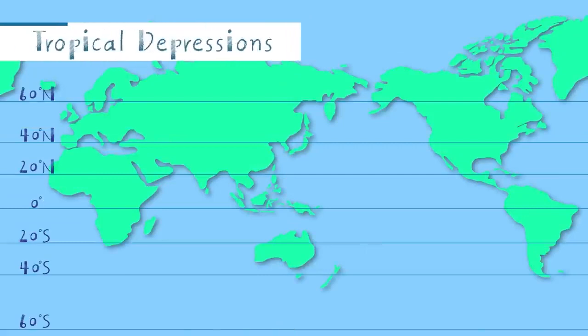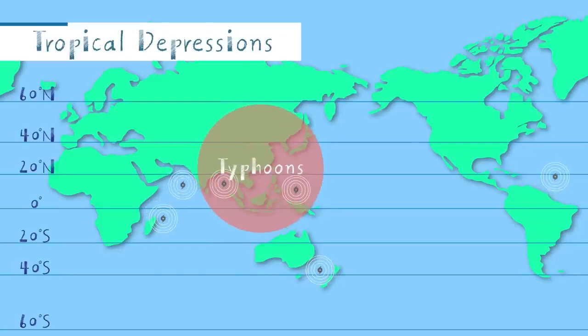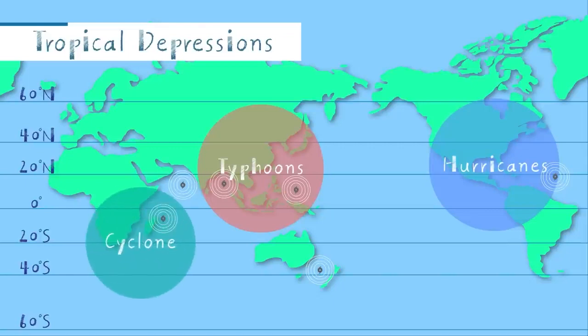Next, we have tropical depressions. These have different names depending on where they occur. In Korea and Southeast Asia, tropical depressions are called typhoons. Around the Atlantic, they are called hurricanes. In other places, a tropical depression is known as a cyclone or even Willy Willy.